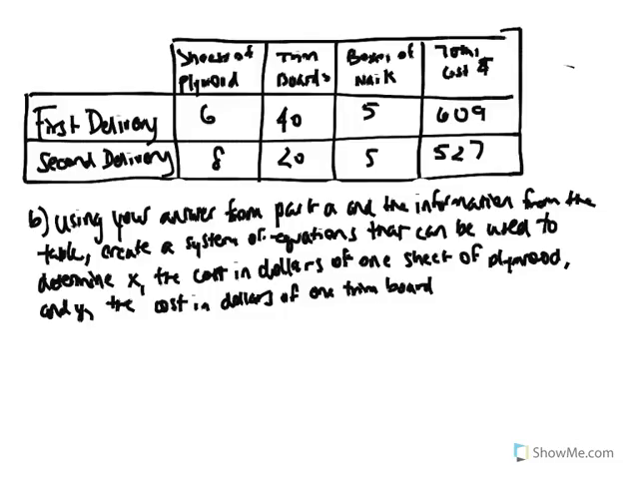Next part of the problem. Using your answer from part A, which was a box of nails equals $11, create a system of equations that can be used to determine X, the cost in dollars of 1 sheet of plywood, and Y, the cost in dollars of 1 trim board. Okay, so I'm going to put this info up here in like a little extra box, okay?